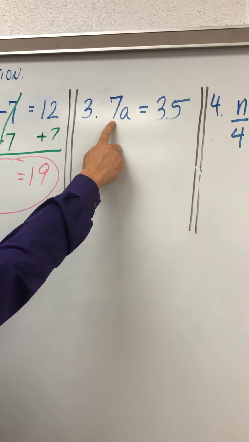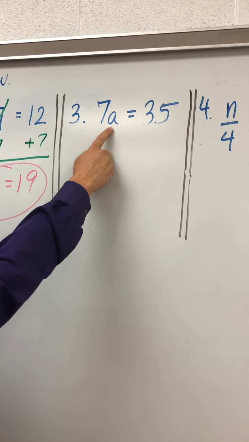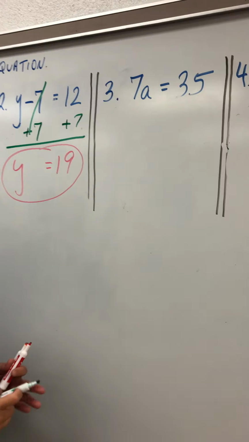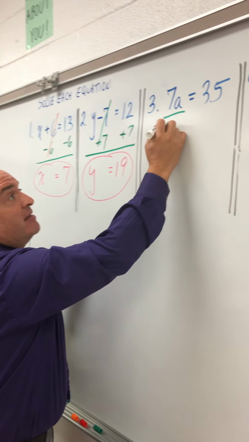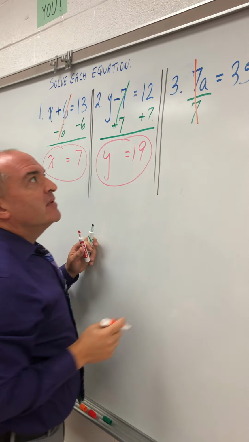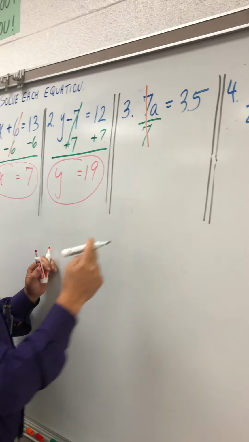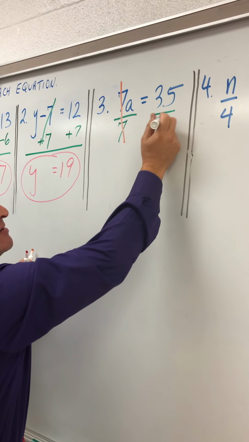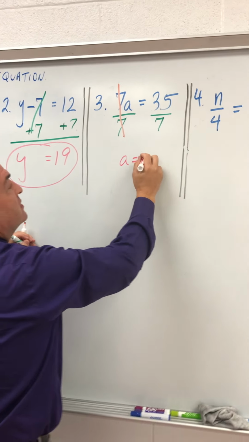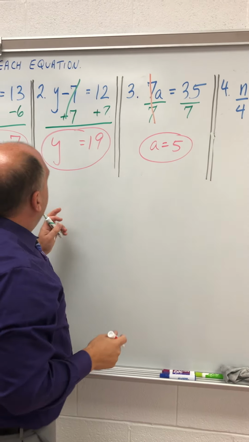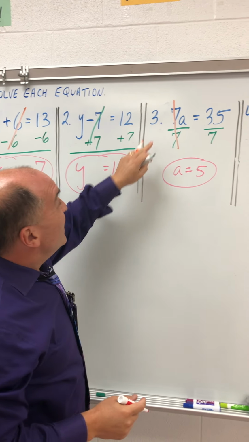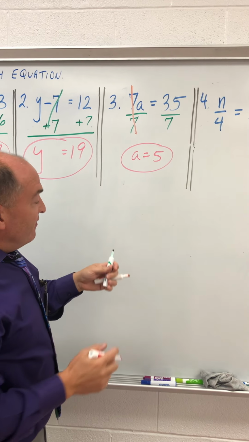Well, here, if there's nothing in between the 7 and the letter, that means times. So if it's 7 times a, we're going to divide, because that means these guys cancel. Whatever you do to one side, you got to do to the other. Divide by 7. A equals 5. So if it's plus 6, you minus 6. Minus 7, you plus 7. Times 7, you divide by 7.